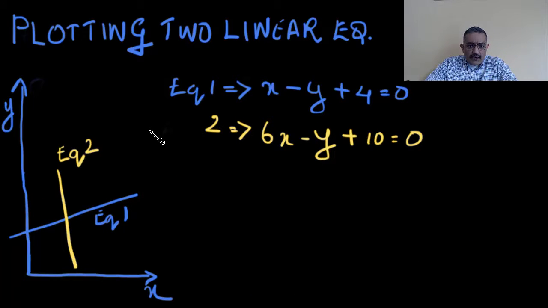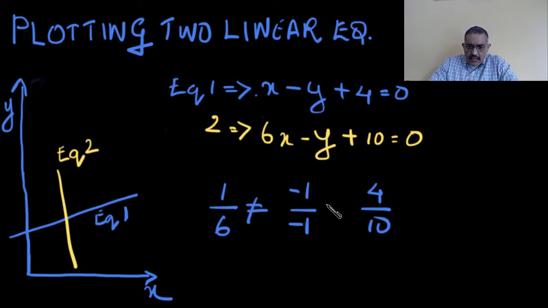So we need to look at the third option now. We have two equations, equation 1 and 2, as x minus y plus 4 equal to 0 and 6x minus y plus 10 equal to 0. Now if you try this at home, I'm sure you are going to see that these two equations would meet at one single point. But we can apply the test of the proportionality of the coefficients here as well. Let me show you. This coefficient is 1. So 1 by 6, negative 1 by negative 1, and 4 by 10. Now we know that none of these are equal.